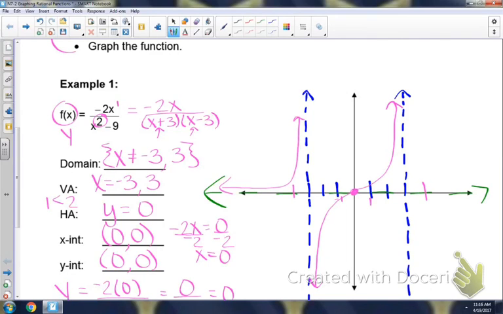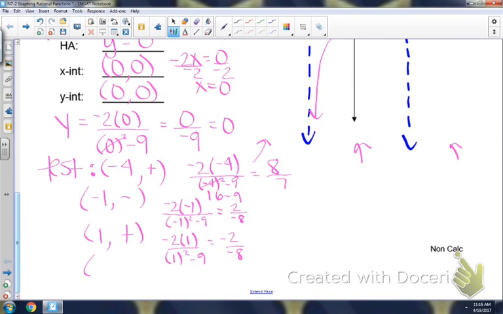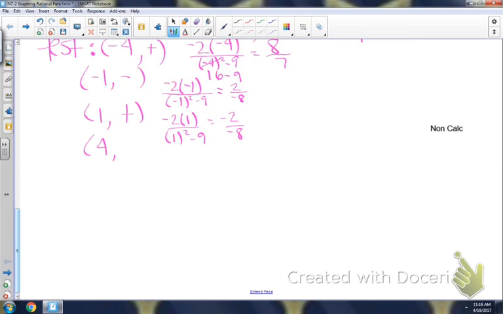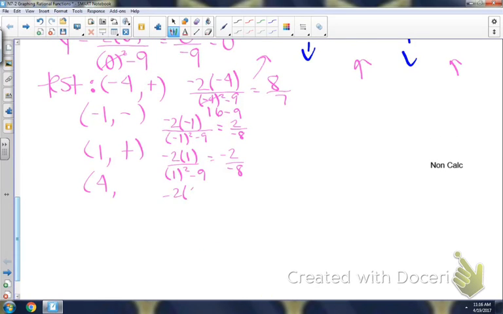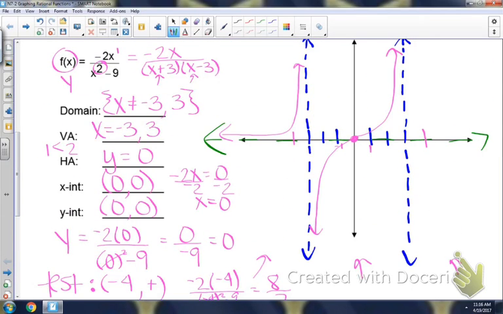Alright, and then we also have to look at this far right side. We're going to plug in a positive 4. So you're going to get -2 times 4 over 4 squared minus 9. So you're going to get -8, and that's going to be positive 7. So overall it's going to be negative. So when x is 4, your y is negative, which means in order to approach the horizontal and the vertical asymptote, it would be below that horizontal asymptote, which is below the x-axis.